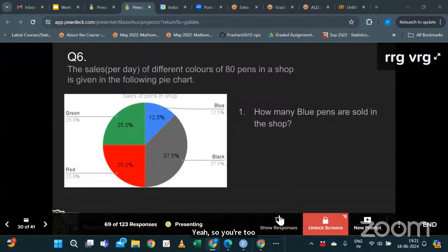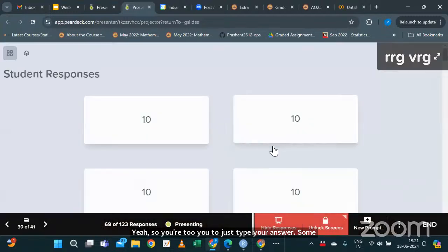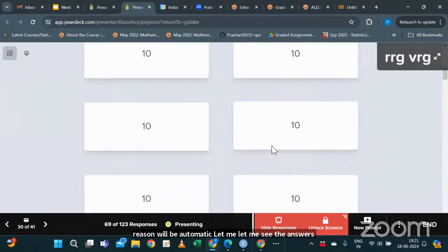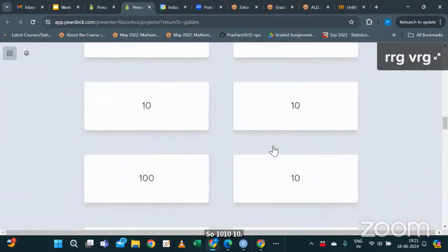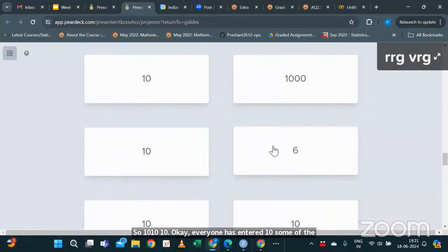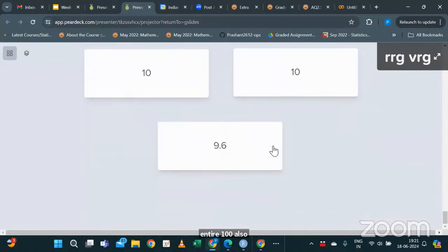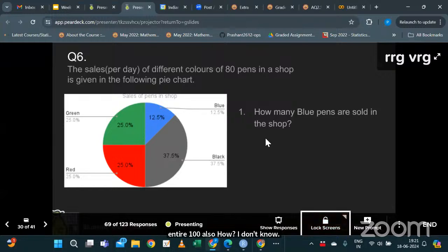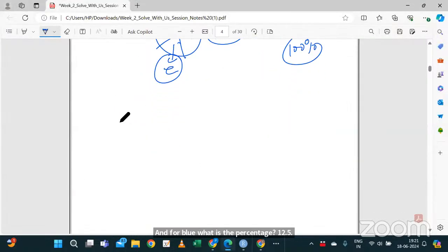Let me see the answers from your end. So 10, 10, 10. Everyone has entered 10. Some have entered 100 also, 1000. I think they are entering the answer randomly. So what is the total number of pens? It's 80, right? And for blue, what is the percentage? 12.5. Yes, sir.